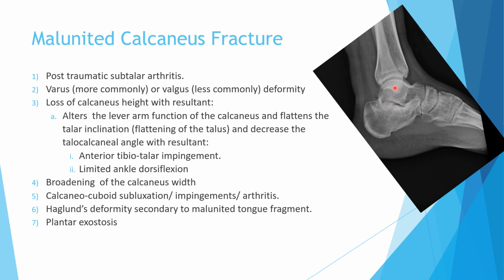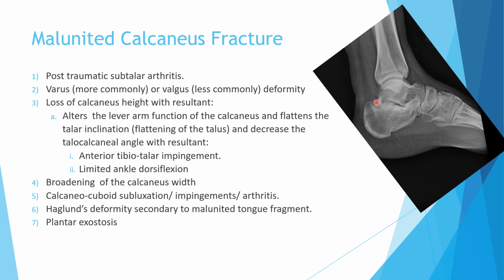So what will this do? It basically will result in what we call flattening of the talus. So you should have an angle this way in the calcaneus that will carry the talus into an inclined position. But with loss of calcaneal height, you will have a flat talus or horizontal talus. What will the horizontal talus do? It will cause anterior ankle impingement, limited ankle dorsiflexion, and pain in the anterior ankle.